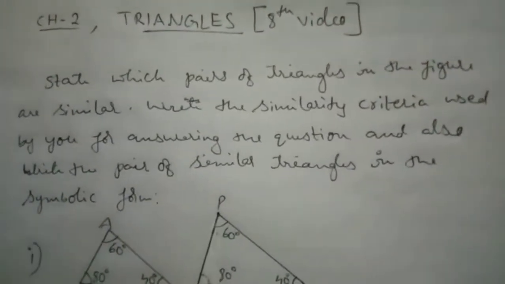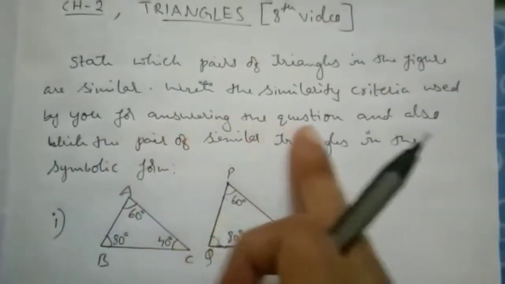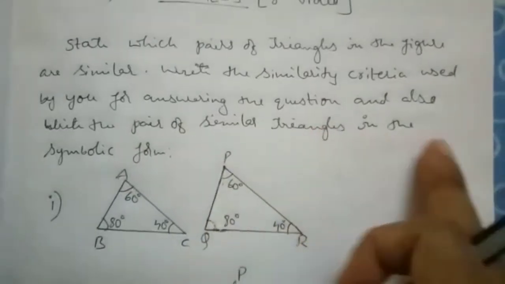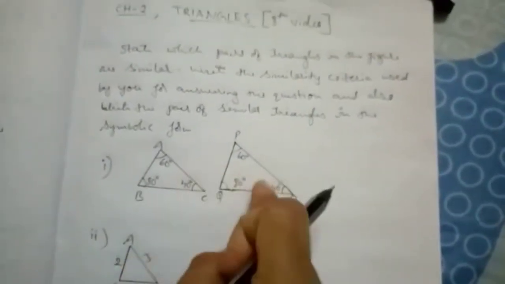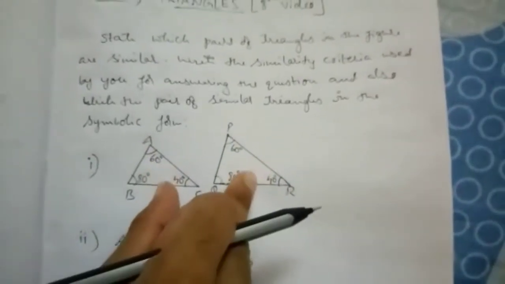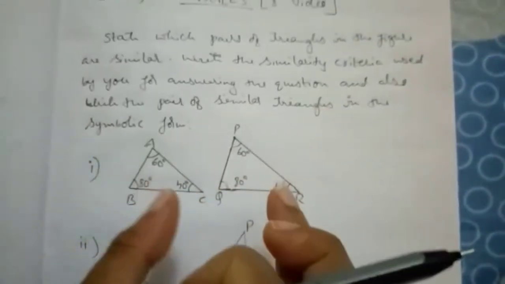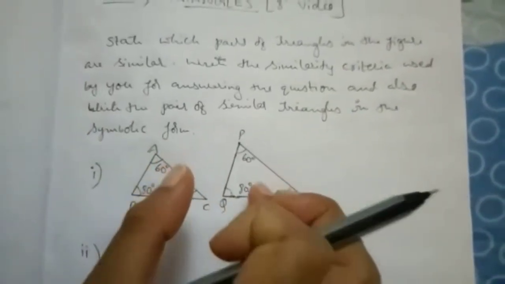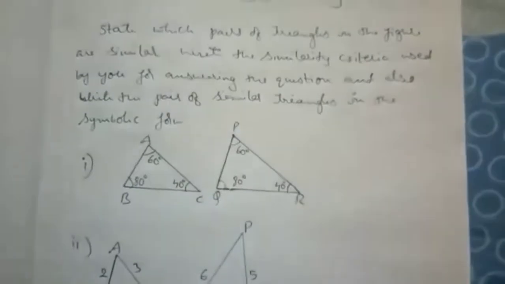State which pair of triangles in the figure are similar. Write the similarity criteria used by you for answering the question and also write the pair of similar triangles in the symbolic form. Here they have given two sub questions. You have to say whether these two triangles are similar or not, and write the similarity criteria used to find out whether it is similar or not. Then you have to write the similar triangles in symbolic form.